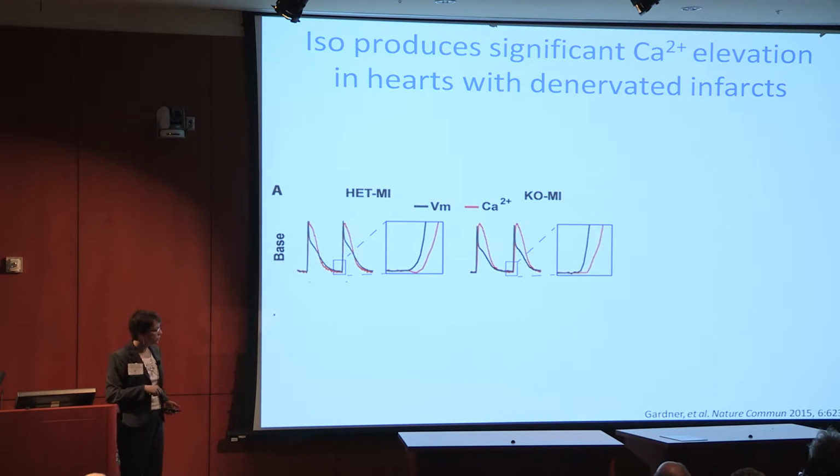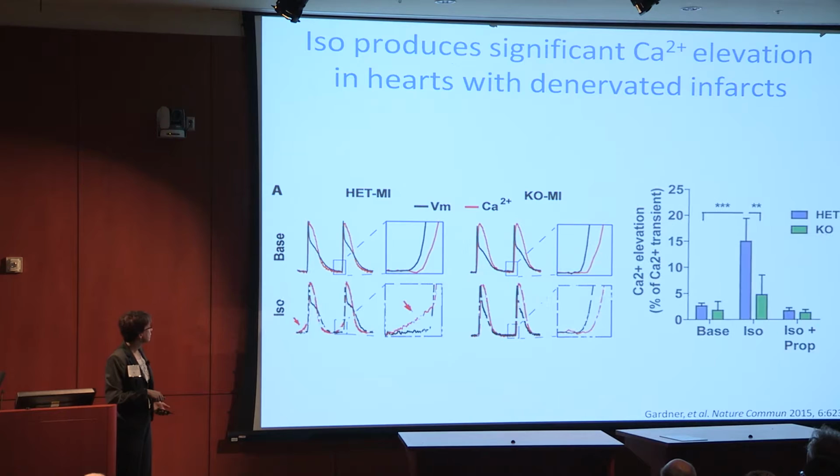And further looking at the calcium imaging, now we're looking at voltage as well as calcium together. Under baseline conditions, we're stimulating these hearts. The upstroke in voltage drives then the increase in calcium, and that is the same in both sets of animals. But in our control animals with denervated infarcts, when we added isoproterenol, so that we're activating those denervated beta receptors, we see calcium start to rise before the pacing stimulus.